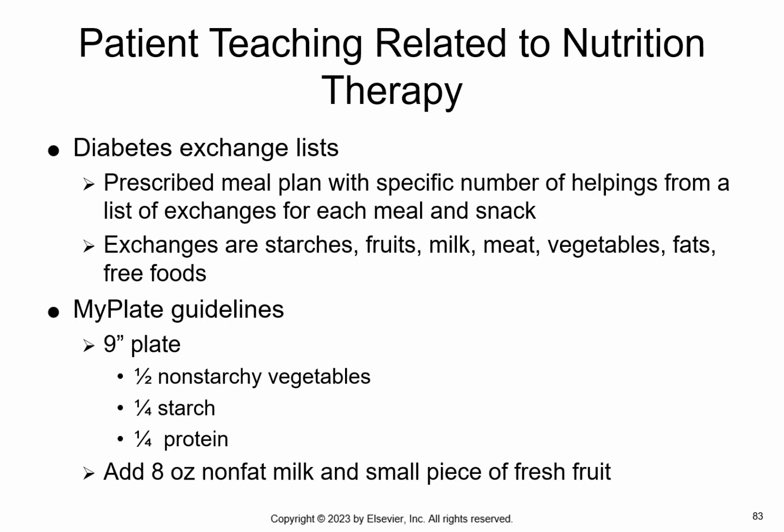The diabetes exchange lists are another method for meal planning. Instead of counting carbs, a person uses a meal plan with specific numbers of helpings from a list of exchanges for each meal and snack. The exchanges are starches, fruits, milk, meat, vegetables, fats, and free food. The person chooses foods from the various exchanges based on the prescribed meal plan.